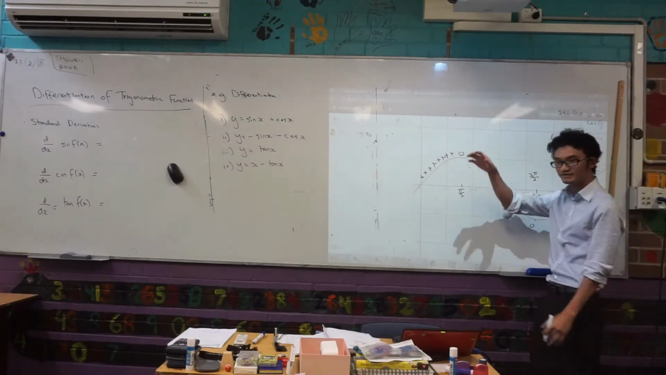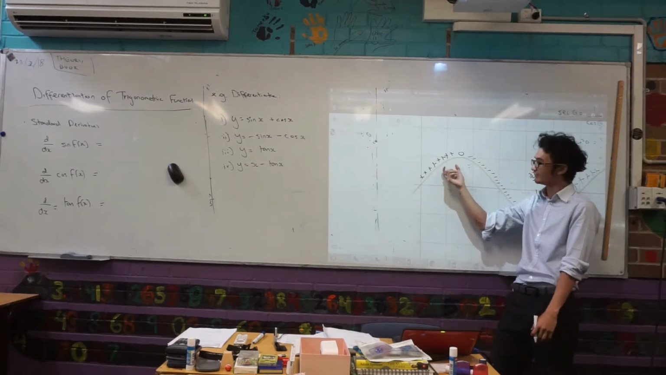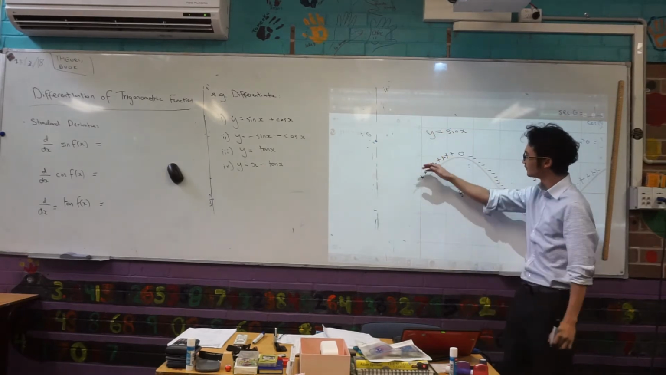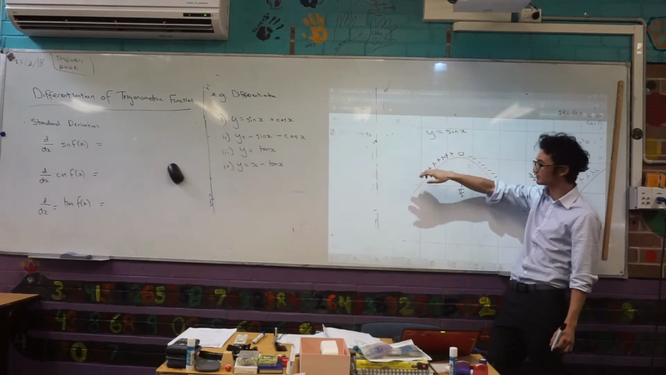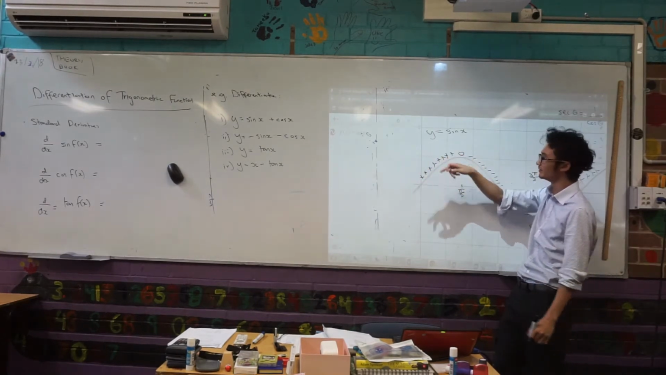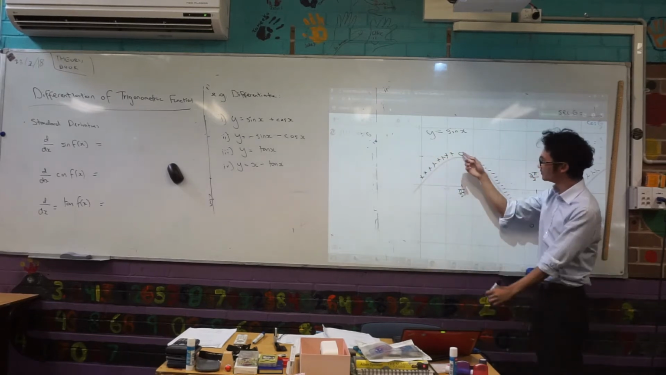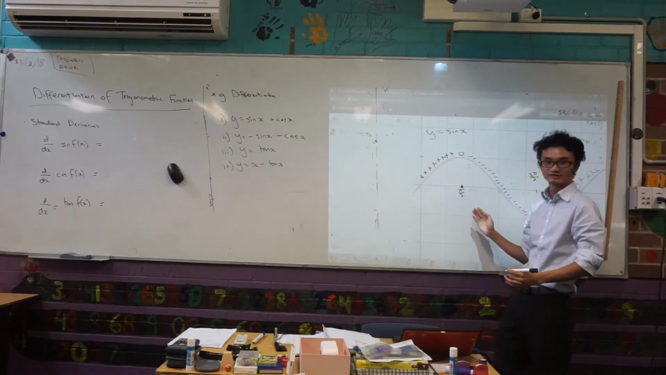Now, just as a reminder, this is y equals the sine of x. When my gradient is positive, what will y dash be? What will the derivative be? What does it mean for the gradient to be positive? Okay, so it should be above the x-axis somewhere. What does it mean when it hits 0? It's on the axis. So it should cross through this at some point, right?